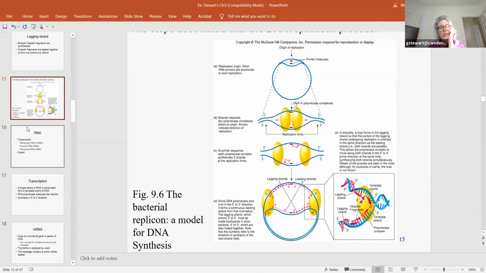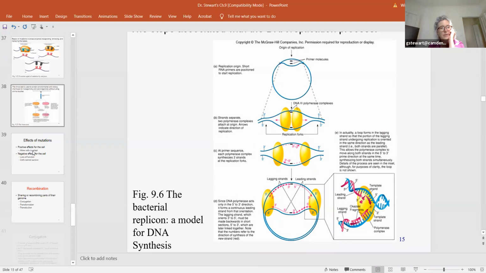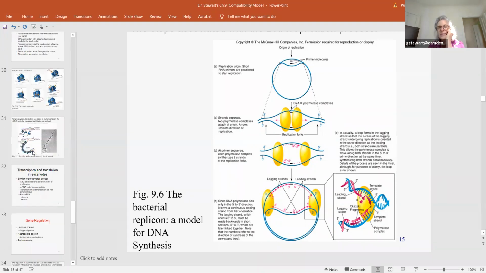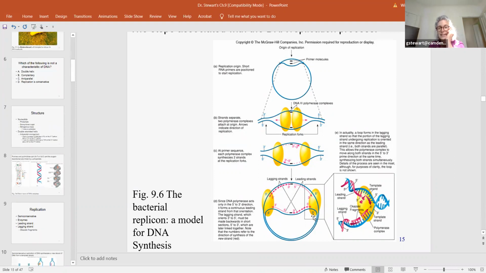And if you were watching replication in a bacteria, which I don't think I included that particular slide, you would see it moving in two directions at the same time. And you'd get this loop that would start like this, and then it would fold out and lay way out here. This is a blow up of just one of these replication forks. This is what I'm going to focus on when I draw it on the chalkboard for you.